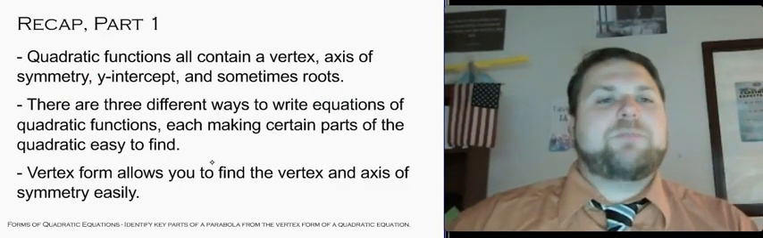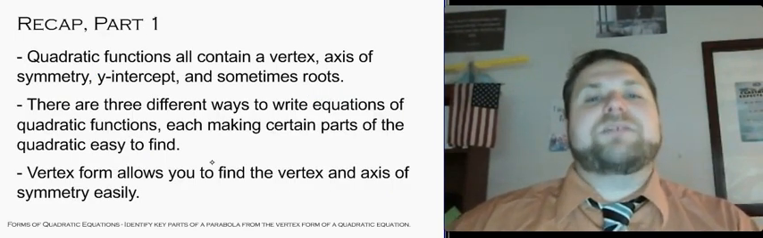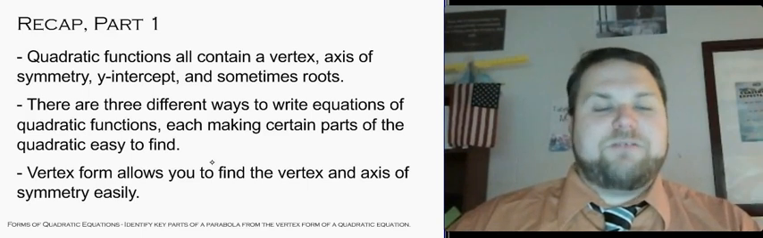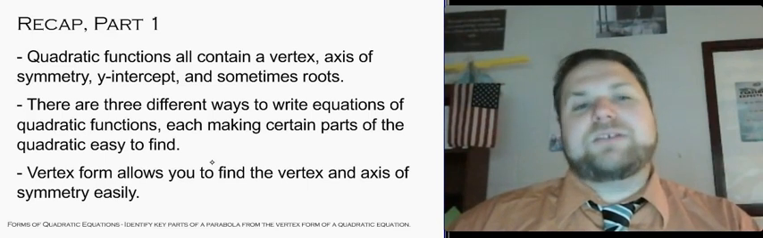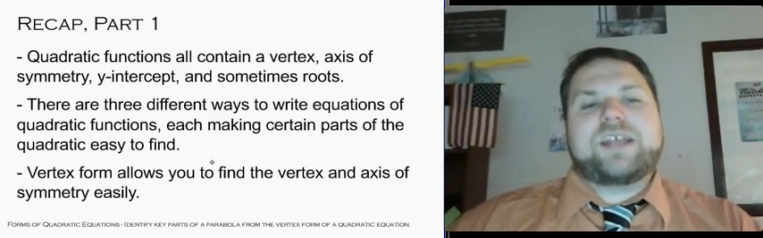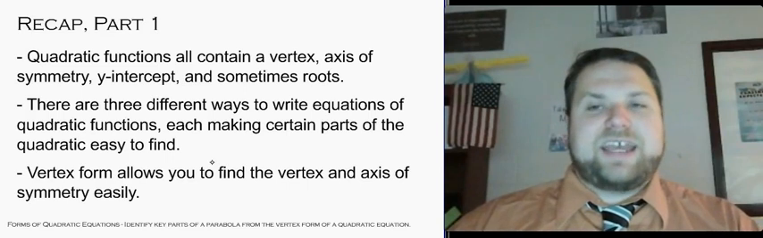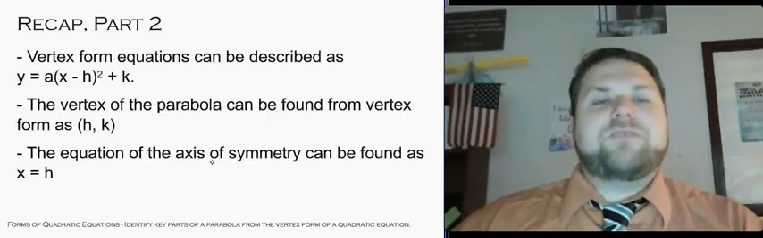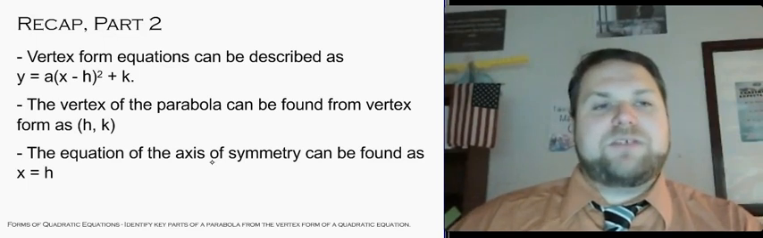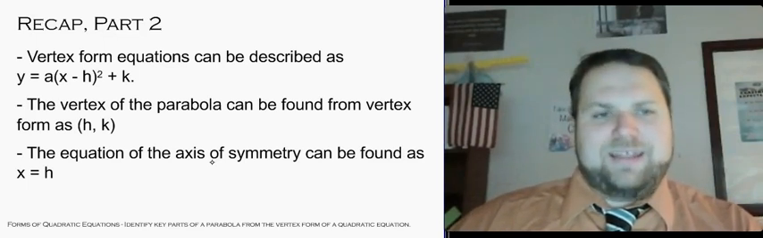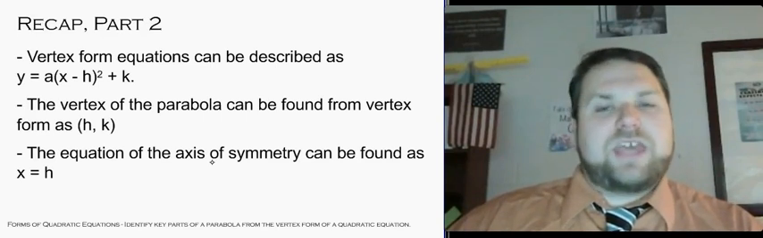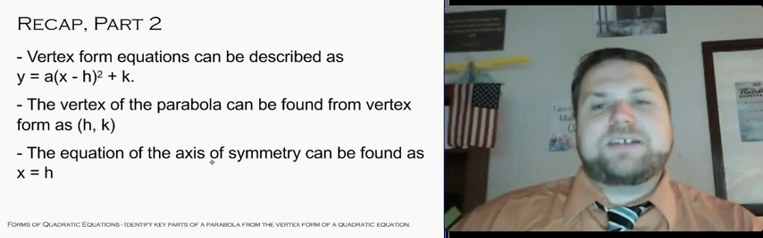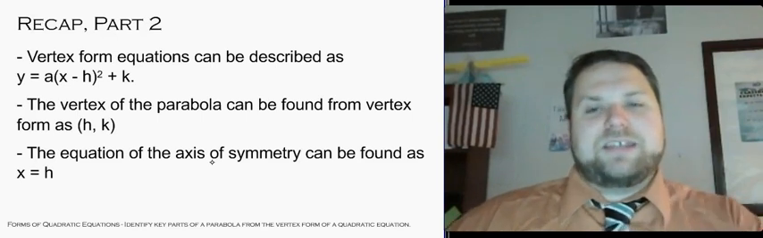All right, so to recap, quadratic functions, every single one of them is going to have a vertex, an axis of symmetry, and a y-intercept. Sometimes they'll have roots. And we have three different ways of writing these equations. Vertex form allows us to find the vertex and the axis of symmetry with great ease. All we have to do is find the three parameters of the equation, A, H, and K. And once we know that, our vertex is just going to be H, K, and our axis of symmetry is going to be along the equation x equals h.